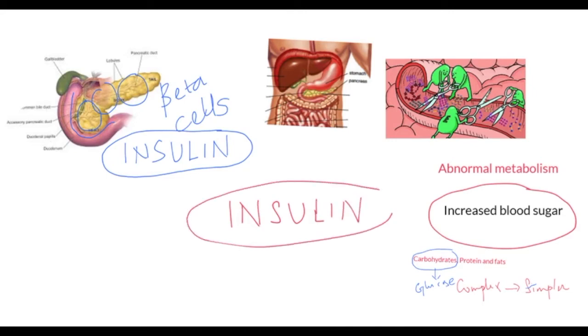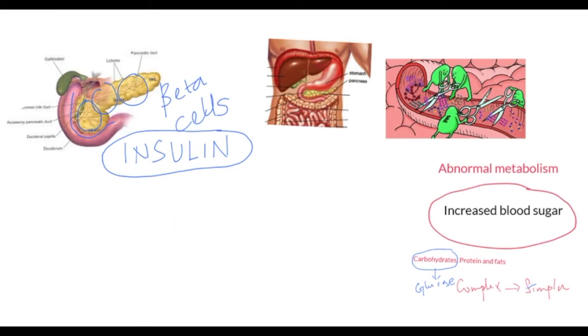Whenever there is reduced or absent insulin in the blood for whatever reason, or if the insulin is produced in sufficient amounts but does not act in the manner that it's supposed to, it results in high blood sugar levels. So let's look at this a little bit more in detail.